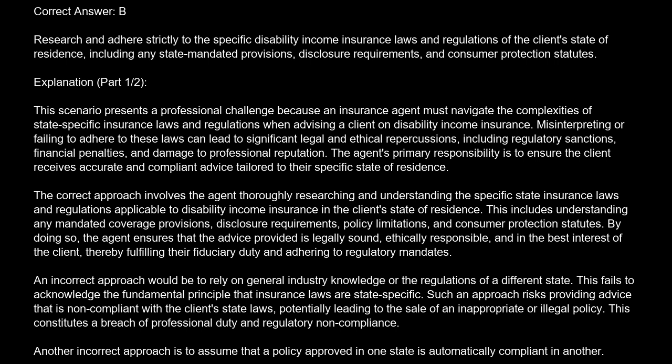An incorrect approach would be to rely on general industry knowledge or the regulations of a different state. This fails to acknowledge the fundamental principle that insurance laws are state-specific. Such an approach risks providing advice that is non-compliant with the client's state laws, potentially leading to the sale of an inappropriate or illegal policy. This constitutes a breach of professional duty and regulatory noncompliance.